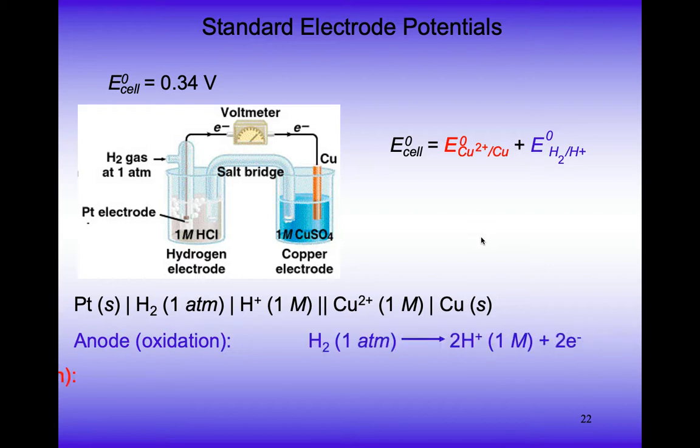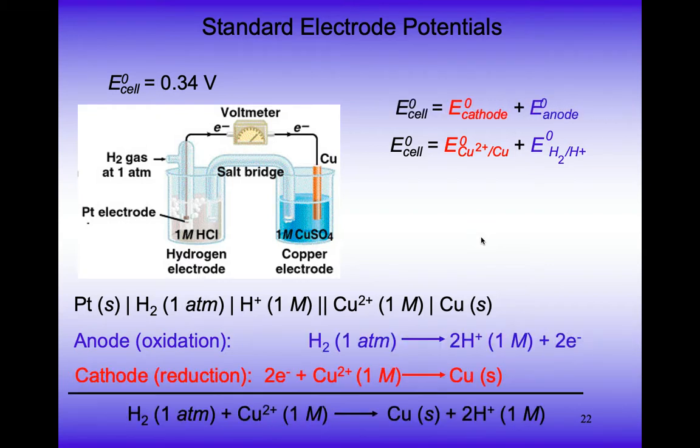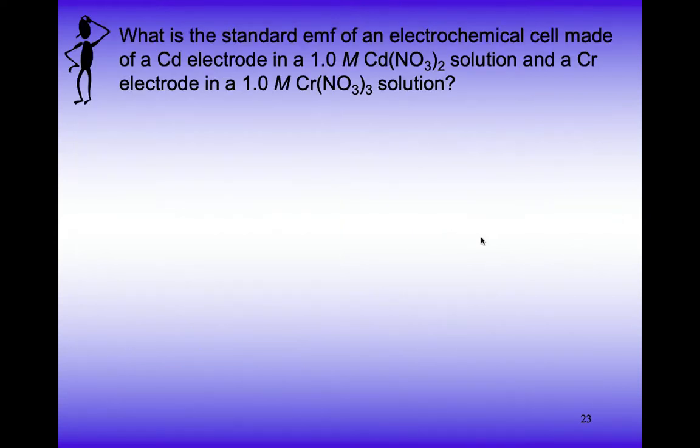This next slide is just how copper was determined as well. Again, just the standard cell potential of the cathode plus the standard cell potential of the anode, and that's where we come up with 0.34 volts. So this next slide, slide 23, has an example problem.